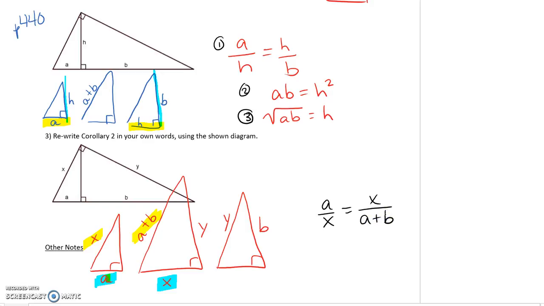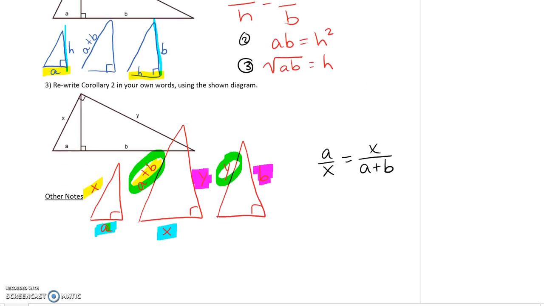And you can go back to the original picture and just know that that's always going to be the case. I could also, if I'm looking at Y instead, notice that Y goes with A plus B, and this Y goes with B. I'm going to put the little triangle on top to kind of make it similar to what I wrote before. So B goes to Y, and Y goes to A plus B.